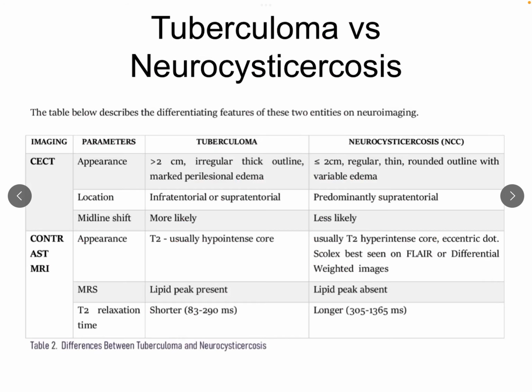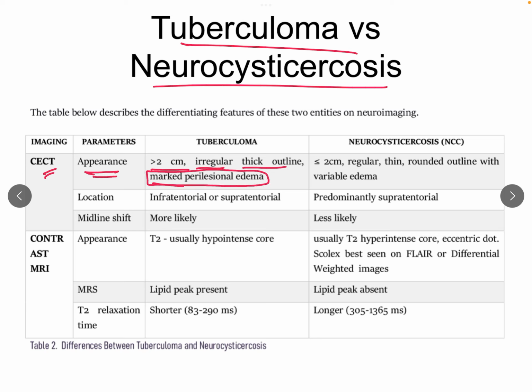Now coming to imaging features of tuberculoma versus neurocysticercosis. This is very important and sometimes confusing also, so we will discuss the most specific things here. On CT, the appearance of tuberculoma: size is more than 2 centimeter, irregular, thick outline, and there is marked perilesional edema. This is very important to know; the edema is very intense around the lesion. However, in NCC, the size is less than 2 centimeter, with a regular, thin, rounded outline with variable edema.